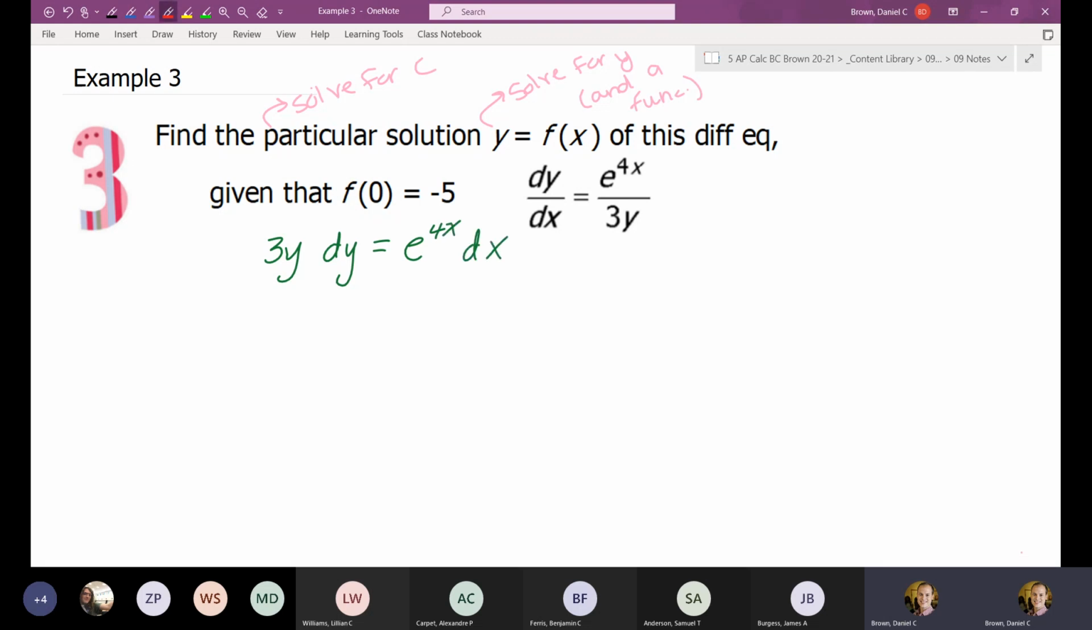After you separate, what's next? Integrate. So I have 3y, that will become 3/2 of y squared is equal to. What rule in addition to the exponential rule will I need to make sure I do when integrating e to the 4x? U substitution. So this is e to the 4x. I do know that u would be 4x, u prime would be 4, dx is du over u prime. So I would have 1/4 e to the 4x plus c.